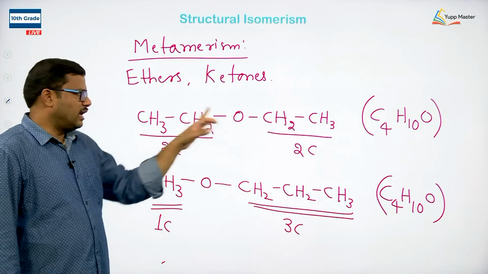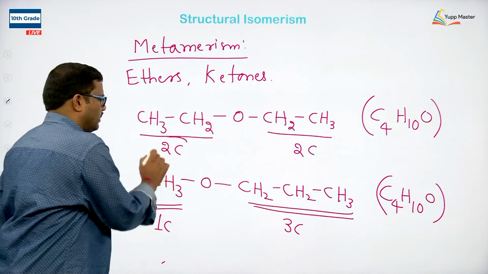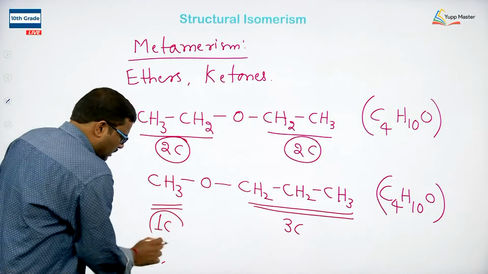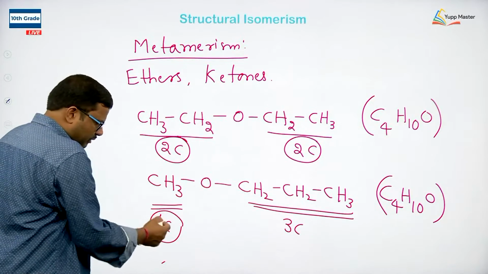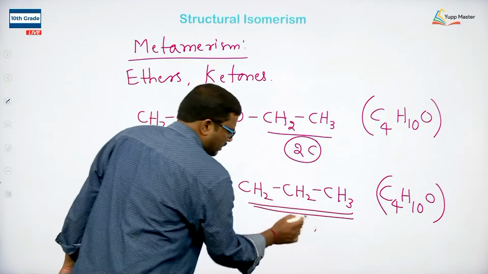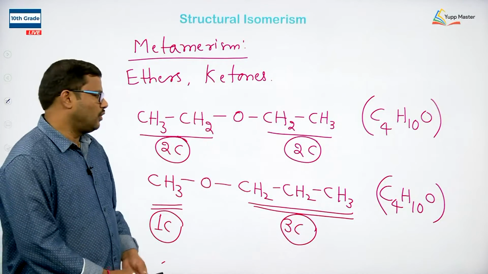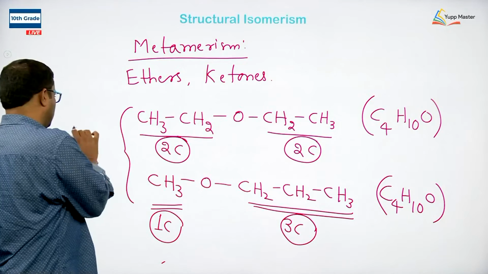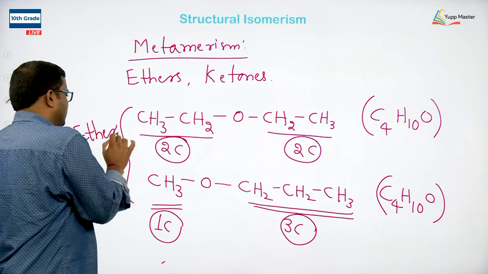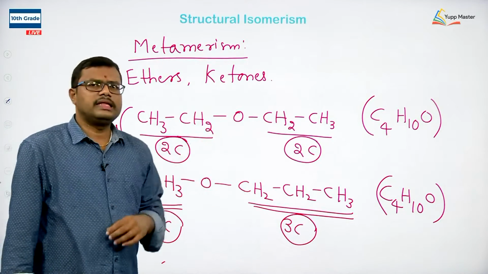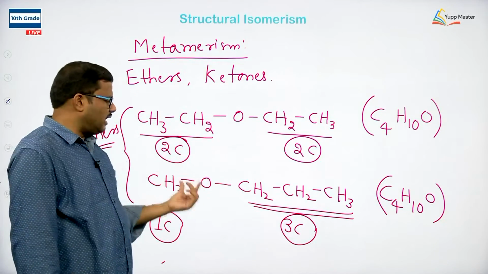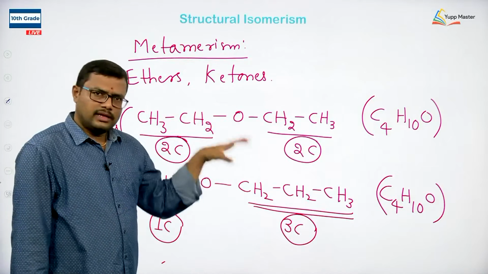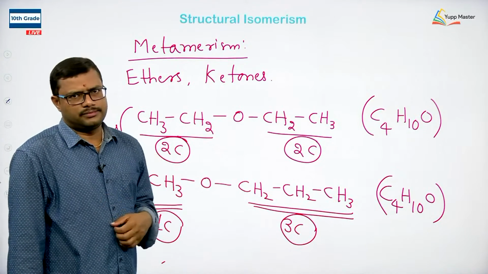Around the functional group, a different chain length is present. In the first case, on either side of the oxygen we have 2 carbons, 2 carbons this side, 2 carbons this side. In the second case, I am writing it such that one side has only 1 carbon atom, the other side has 3 carbons. Of course both these compounds are ethers only, but there is a difference in the alkyl chain present on either side of the oxygen atom, and thereby they exhibit isomerism. That isomerism is called metamerism.